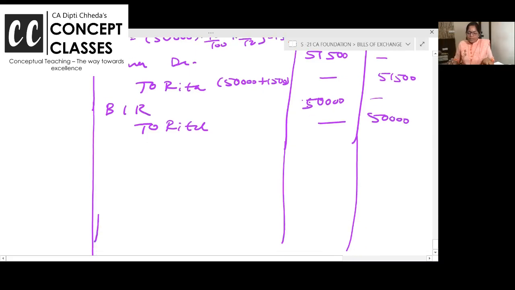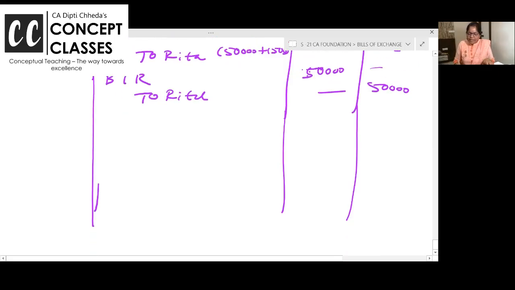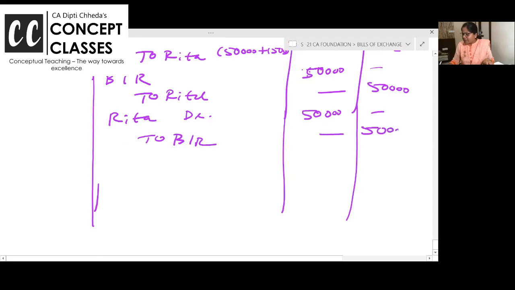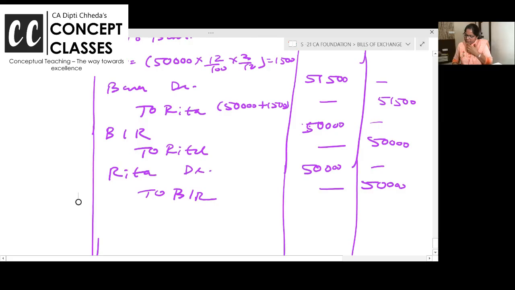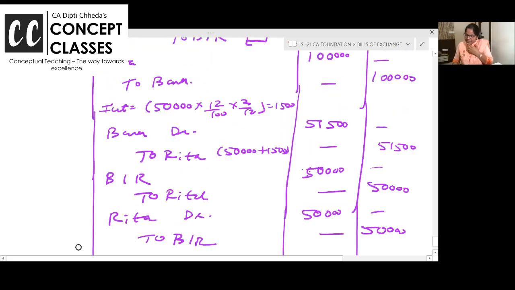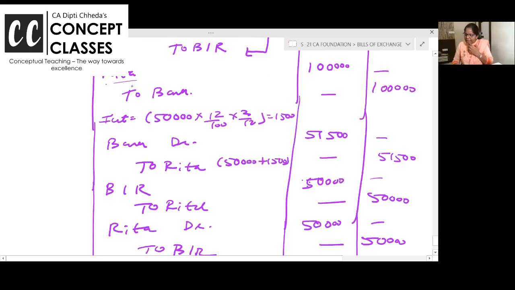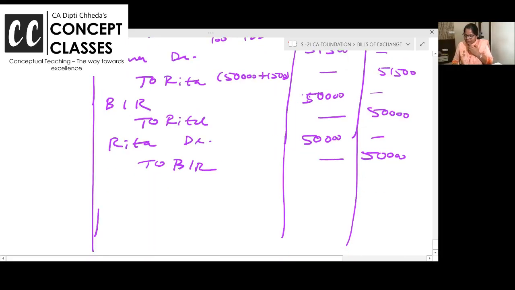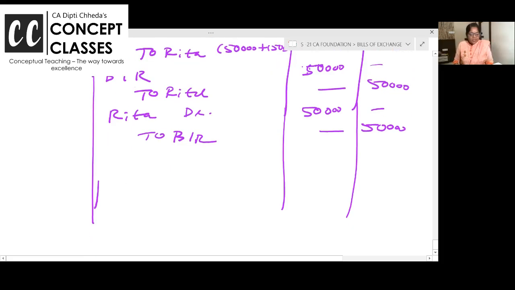Now, again this bill became insolvent. Again. Rita account debit, to bills receivable. Again this renewed bill also became insolvent. Are you all clear? Look once. 51,500 we have received in cash. Rita, you had to pay us 1 lakh. Look at the screen. For the remaining 50,000 again we have drawn a bill. Again that bill is dishonored. So Rita, you still have to pay me 50,000.